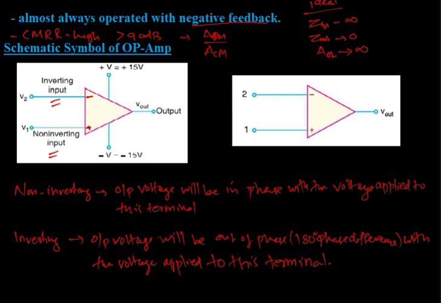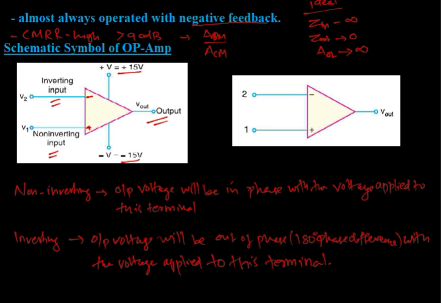Then there is an output terminal from which we are taking the output voltage, and two other terminals, represented here as plus V and minus V, where plus V is 15 volts and minus V is minus 15 volts, which are the terminals for the supply voltages. So here we are applying the DC supply voltages. So these are the 5 terminals of an operational amplifier.